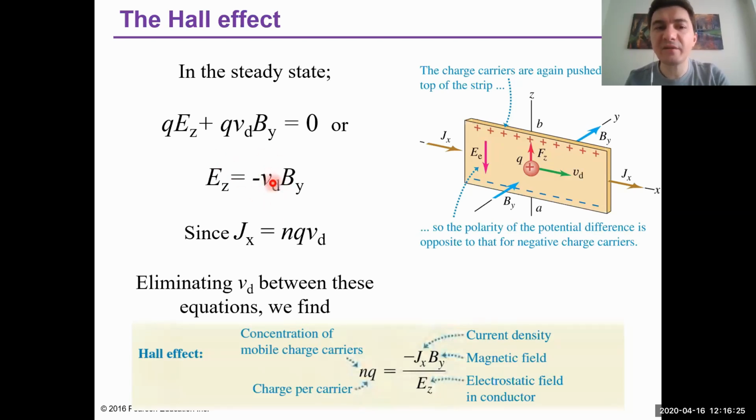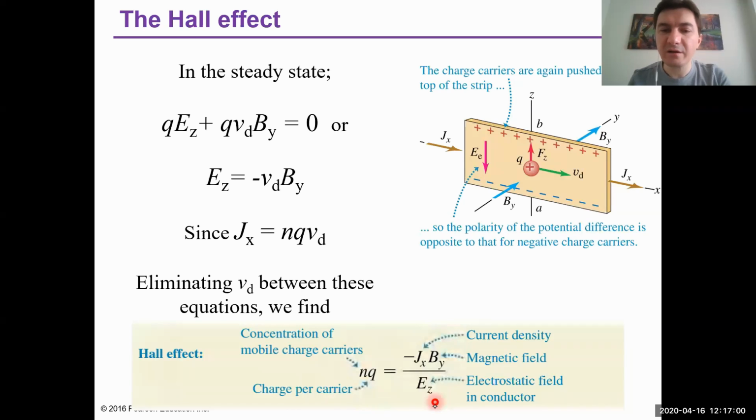So here we have drift velocity. And from the previous lectures, we know that the current density is given by N times Q times drift velocity. Okay, N is the number of charge carriers in unit volume. Q is the charge of each charge carrier within the conductor. And this is the drift velocity. Take this drift velocity and put it there. Finally, we will get the expression N times Q is equal to minus Jx times By over Ez.